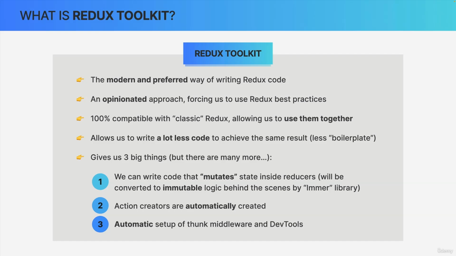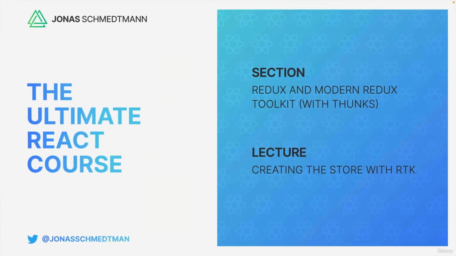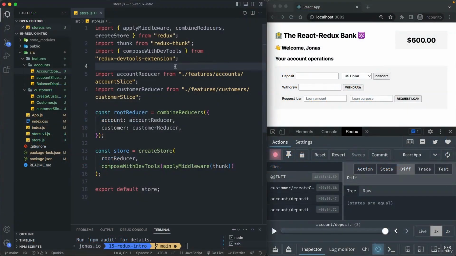All right, and this should be enough of an introduction, and so let's head back to code. Let's now start using Redux Toolkit by converting our store to this new modern way of writing Redux. And remember how I said that Redux Toolkit is 100% compatible with the regular Redux, which means that we can do this upgrade in a very gradual way. So we can start by only converting the store, but leaving our slices as they are. So that's really nice again.